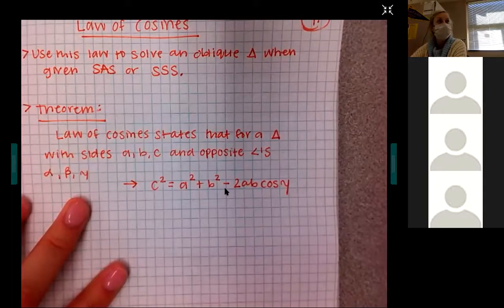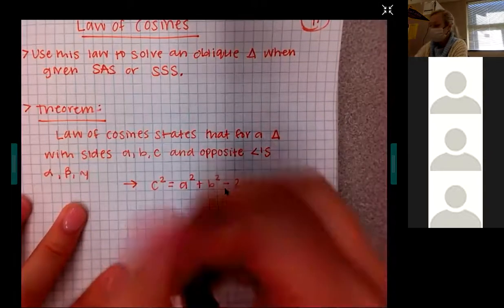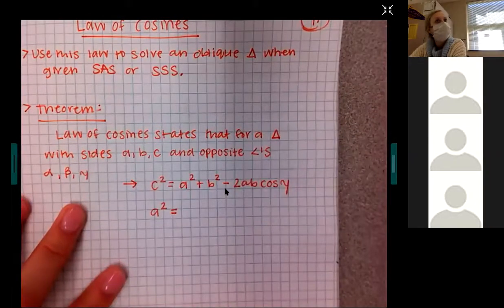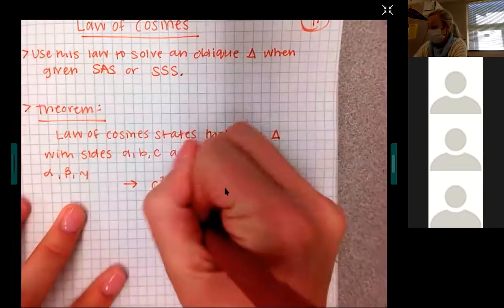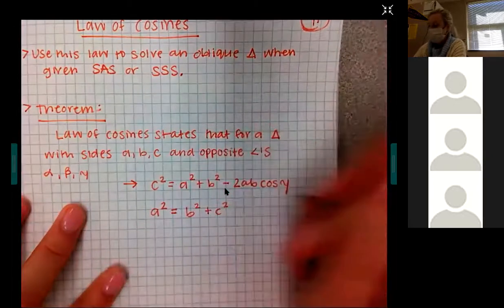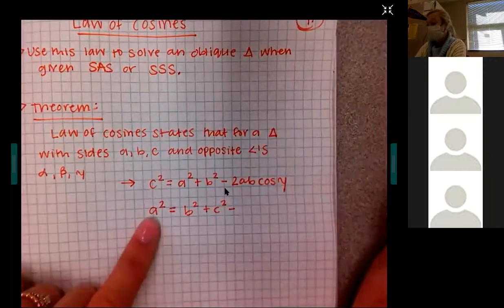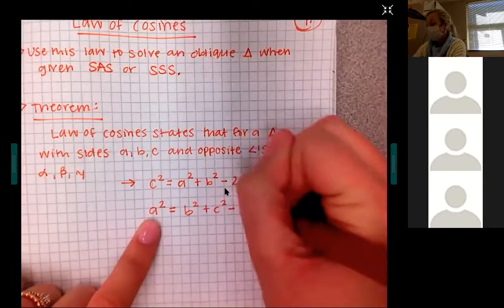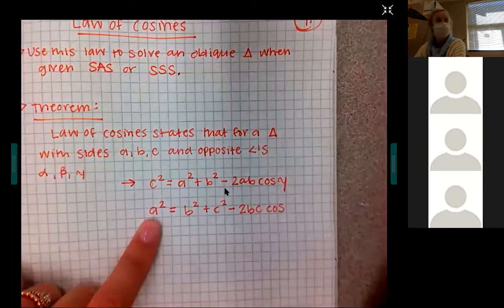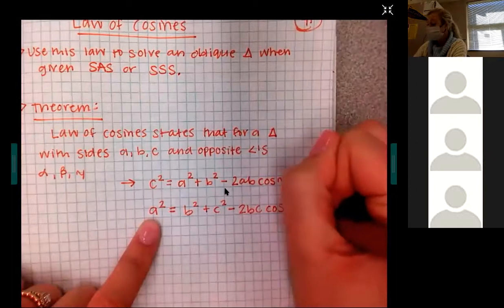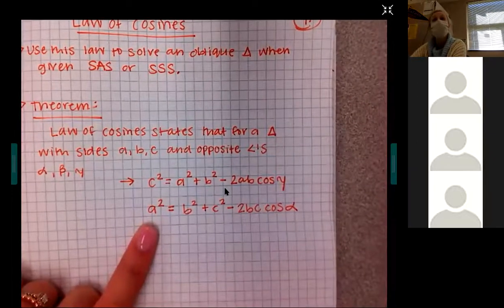What if we're not trying to find C squared? What if we want A squared? Can you guys tell me, looking at the pattern, what you think the formula would be? B squared plus C squared, very good. Minus, be careful, we want A. 2BC cosine, what angle would go here? The A angle, good, because you're trying to find A. It's just a pattern.